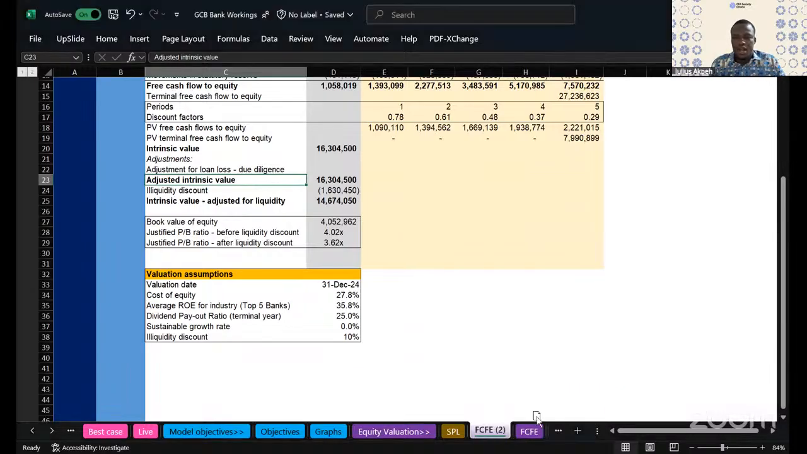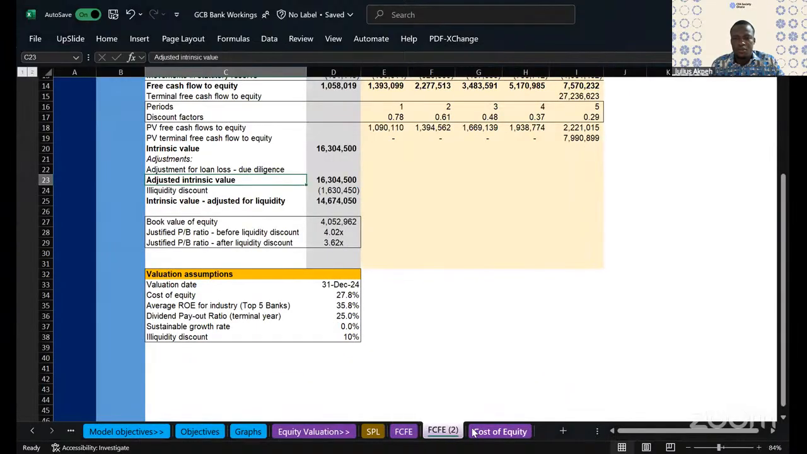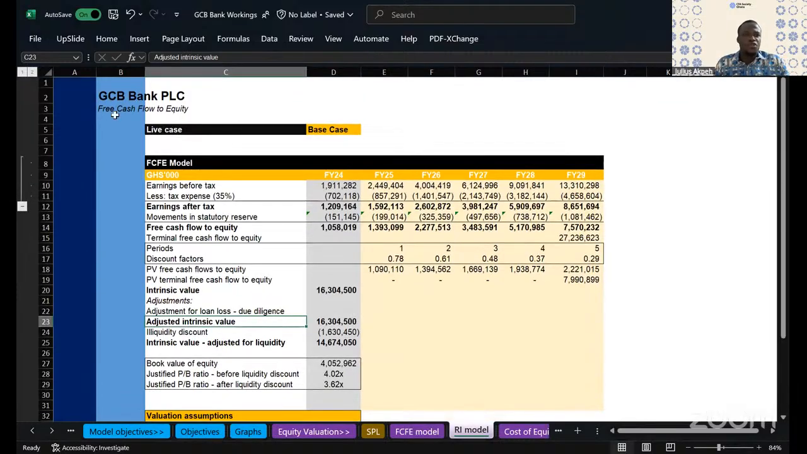So I'm going to call this, let me move it here, Residual income, or RI model. And this will be FCFE model. So RI model, residual income model. So I'll make some few changes here.